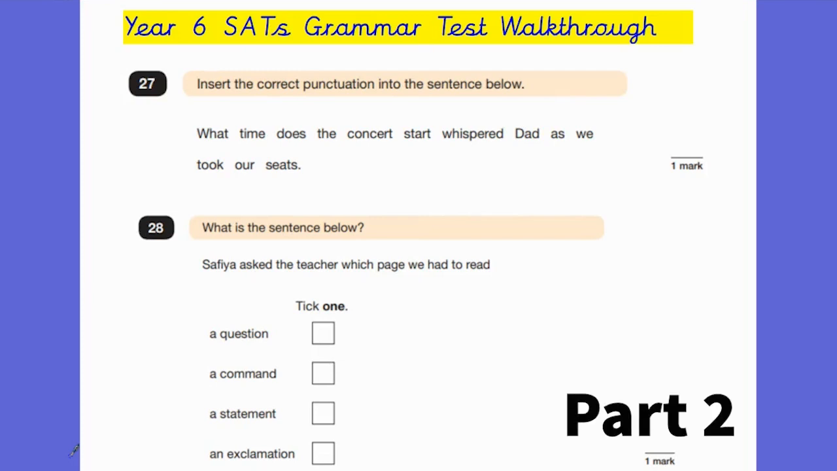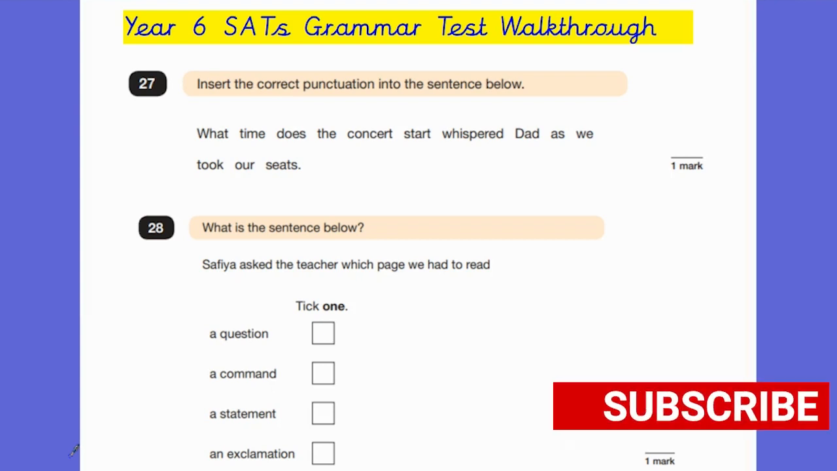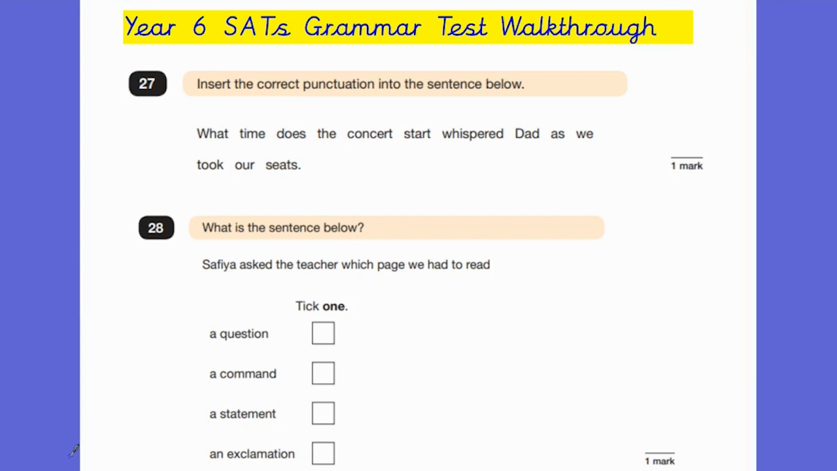This is going to be part 2 of the Year 6 Key Stage 2 Grammar paper from 2022, and this is part 2 of the walkthrough. We got to question number 26 in part 1, so we're going to be moving on to question 27 onwards.